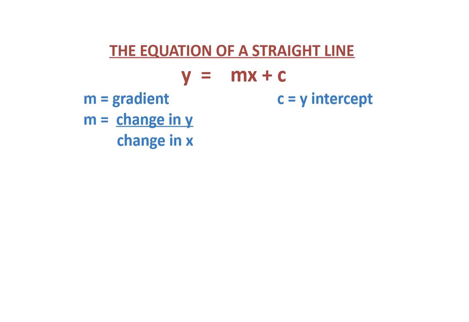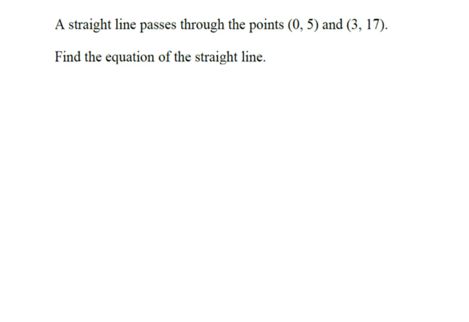The equation of a straight line is y equals mx plus c, where m is the gradient, which you find with the change in y divided by your change in x, and c is your y-intercept, so where it crosses the y-axis. Okay, let's look at some questions.